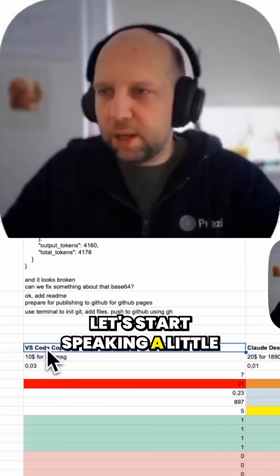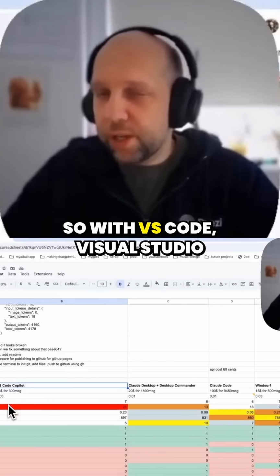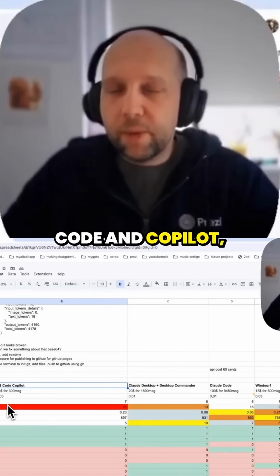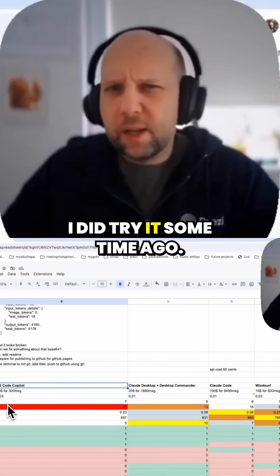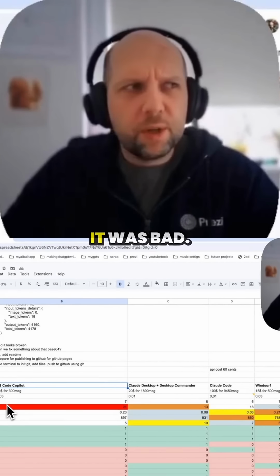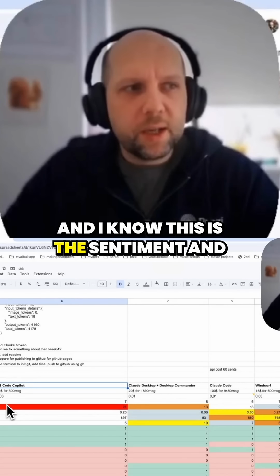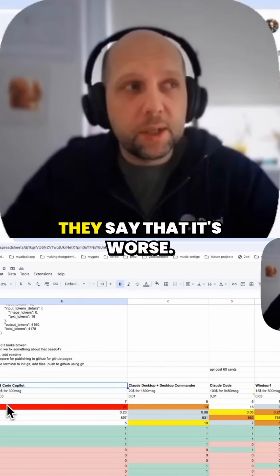Let's start speaking a little bit about VS Code. So with VS Code, Visual Studio Code and Copilot, my expectations were low. I did try it some time ago. It was not good. It was bad. And I know this is the sentiment and people dislike it. They say that it's worse.